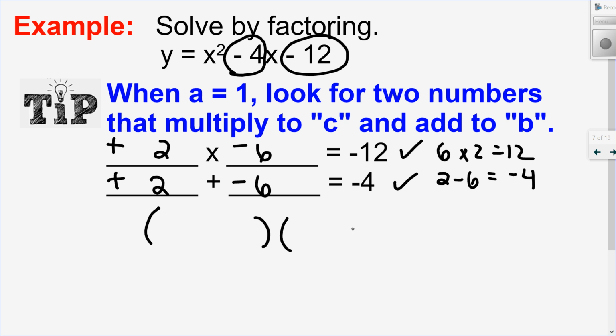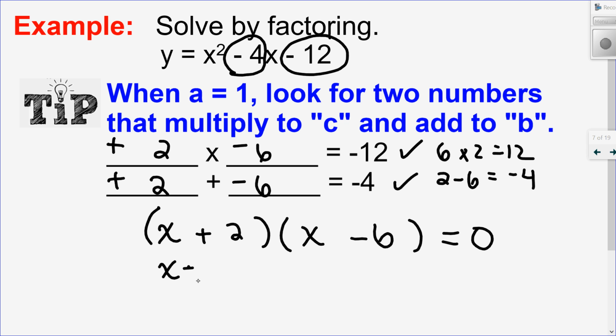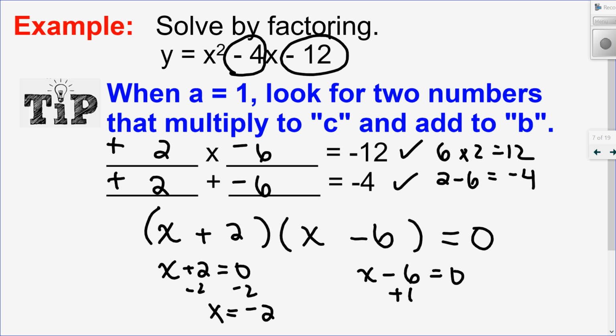So once I find my numbers, the only way I can get x squared is x times x, and then I just put my factors in each bracket in either order, doesn't matter, and that is equal to 0. So I have a solution that x plus 2 can equal 0, or x minus 6 can equal 0. Here, subtracting 2 from both sides, I get x equals negative 2. Here, adding 6 to both sides, I get x equals 6, and those are my solutions, which of course I would then go ahead and check.